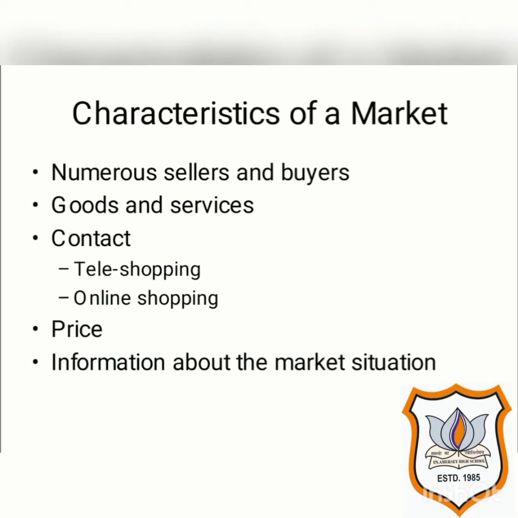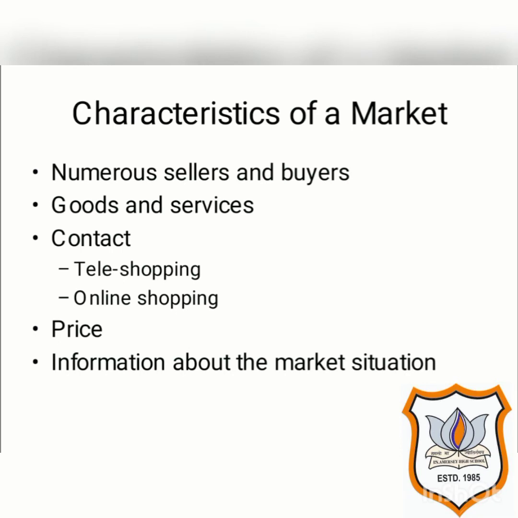Second one is goods and services. It is also necessary that there are goods and services available in the market according to the demand as well as necessity. The producers and sellers try to produce and sell various types and forms of goods and services so as to gain maximum profit, while the buyers try to buy only those goods and services through which they can gain maximum satisfaction. Third one is contact.